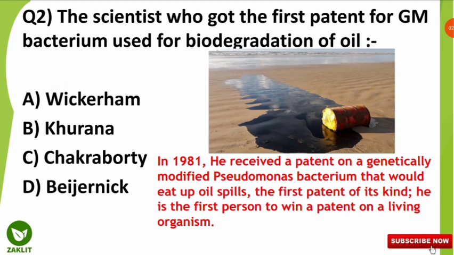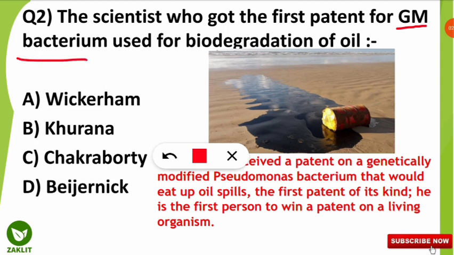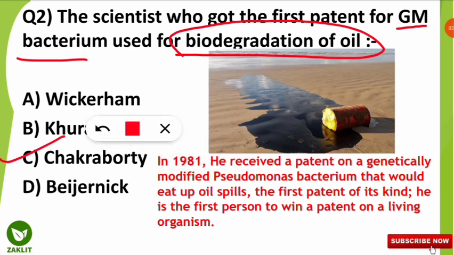The second question was, the scientist who got the first patent for the GM, that is genetically modified bacterium used for the biodegradation of oil, is whom? I'll wait for certain seconds, then I'll reveal the answer. Most of you have given the right option, that is option number C, Chakrabarti. The complete name of the scientist is Anand Mohan Chakrabarti, who received the patent in the year 1981 on a genetically modified bacterium, that is Pseudomonas.